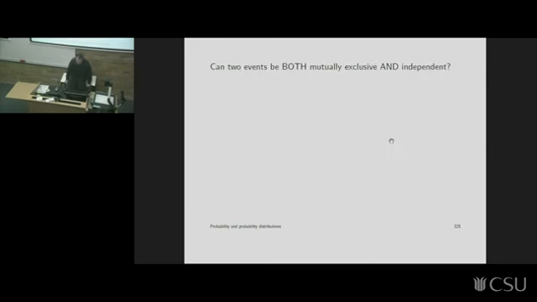So, the two special cases we considered are mutually exclusive and independent. Can something be both special cases at the same time? Can two events be both mutually exclusive, which means they can't happen at the same time, and independent, where the outcome of one doesn't have an impact upon the other? Yes. Okay, if you reckon yes, give me an example.